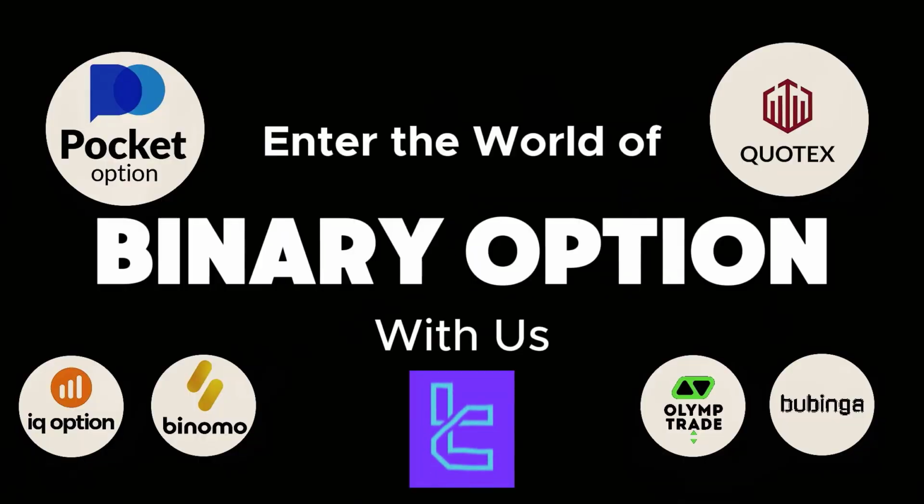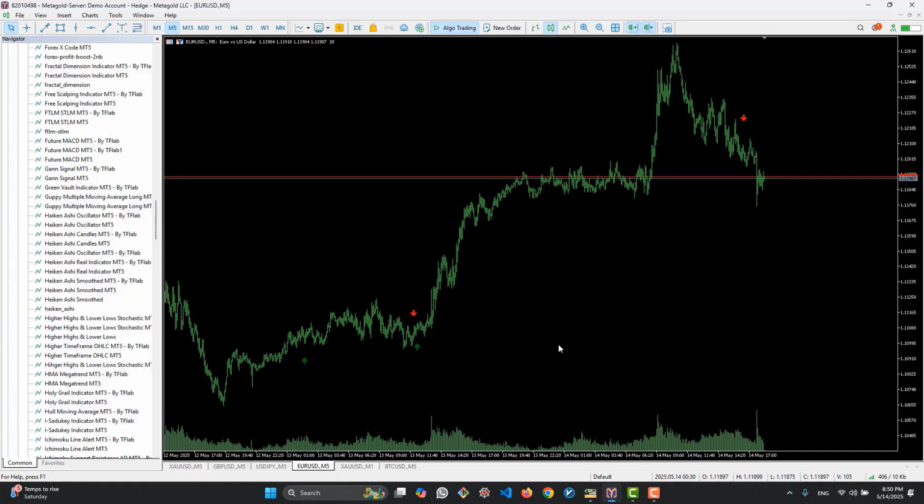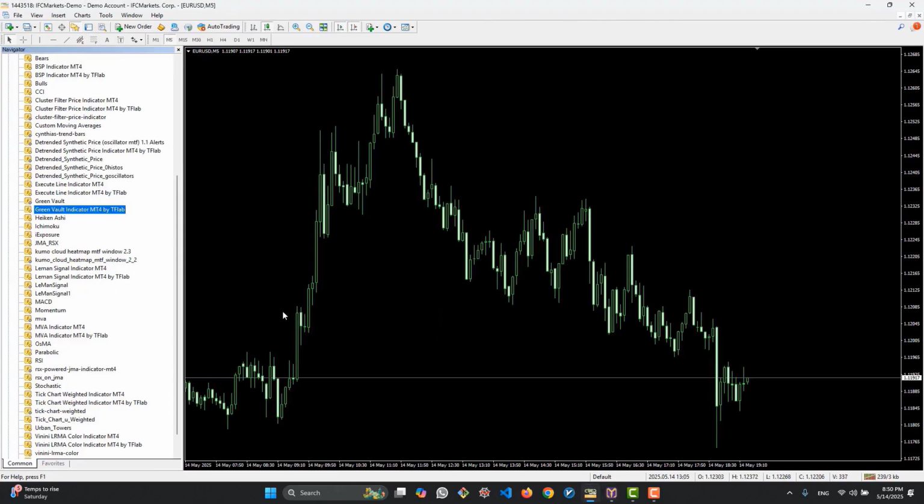trading, and also the time frame we are in, so there is no need to adjust them again. For this reason, this indicator does not have any input settings. You can also use the MT4 version of this indicator on the MetaTrader 4 platform.